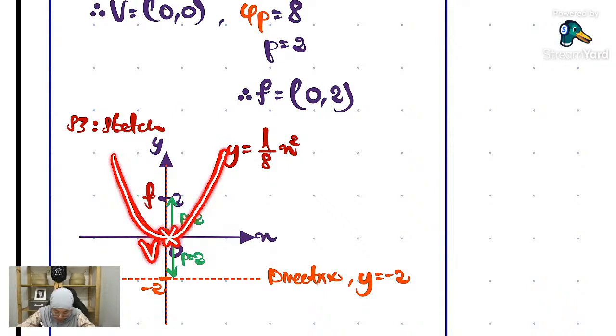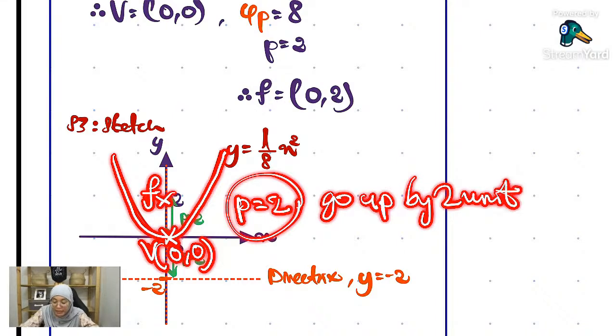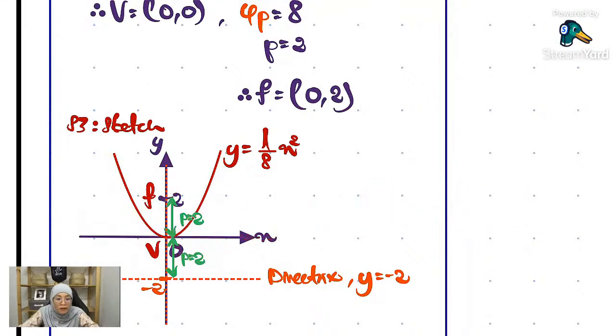We know that there is a vertex at 0, 0. And so we have the value of p, which is 2. Then we know that F is inside of the parabola. When we know it's inside, we can find it when we already have the p value, which is 2 units. Just go up by 2 units. This is my point. No need to use formula at all. And so you write down your focus, 0 and 2.